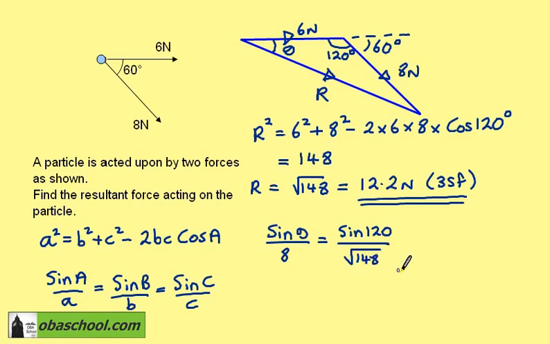And note how I'm using root 148 and not 12.2, since 12.2 is just to 3 significant figures, and the square root of 148 is an exact value. Rearranging, we get sine theta is 8 times the sine of 120 divided by the square root of 148.